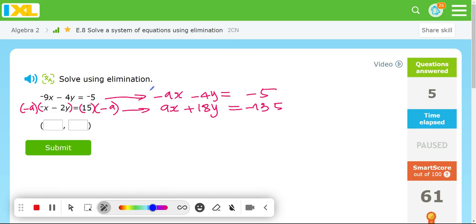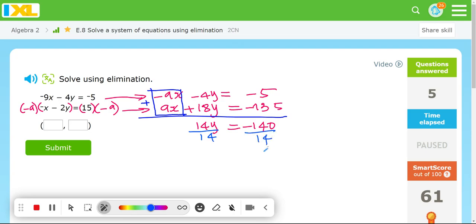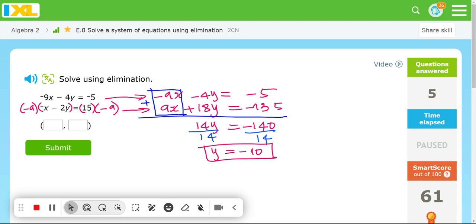Okay, so you can see over here, the x terms are opposite, okay? So I'm going to add these two equations together. So you can see you have no more x, and then the y comes out at 14y. Negative 140. So you see that? So I can divide 14 on both sides. So I come out y equals negative 10. All right? Equals negative 10 right here. Okay? So I put negative 10 into the y box.